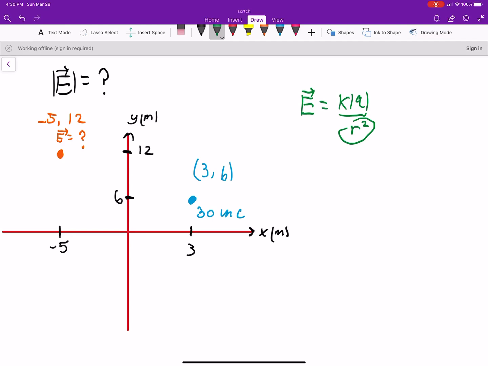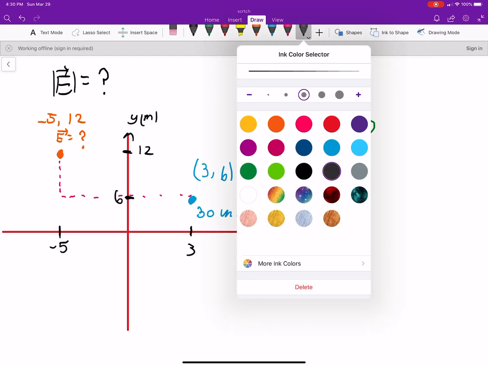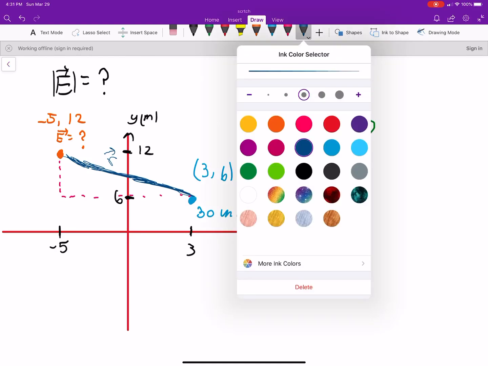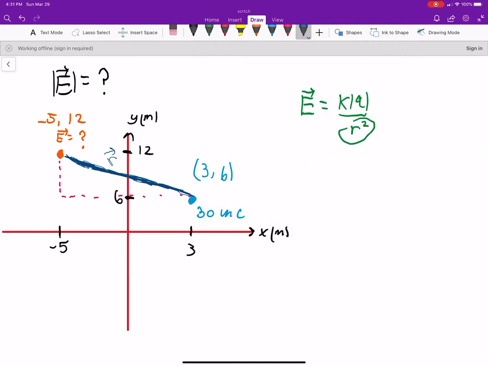Well, we need to go down 6, and we need to go over 8. And what we're interested in, what R really is, let me add a pen. Let's do this dark color. Well, that's very light, but this line connecting them is R. Gotta make that a little thicker so everyone can see it. Even though it's very thick, that is actually R.